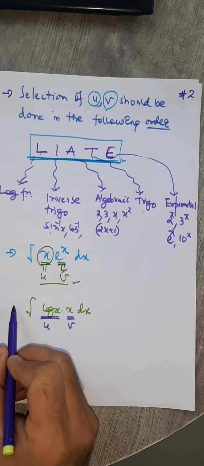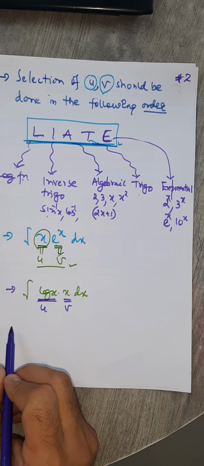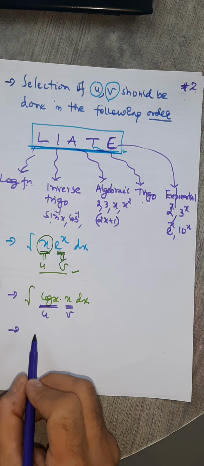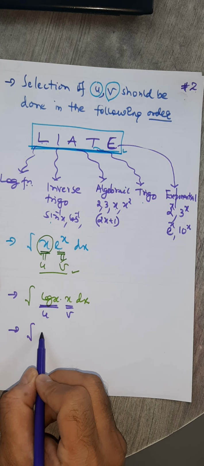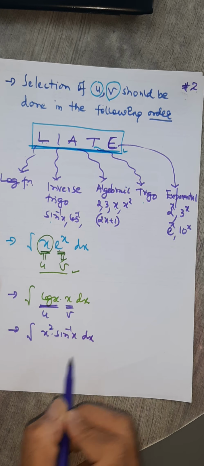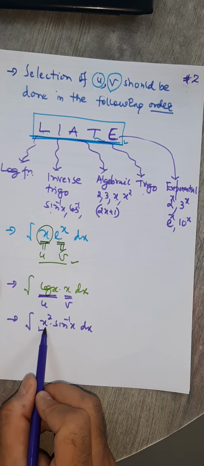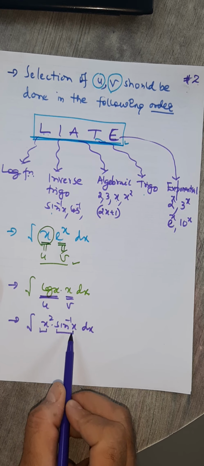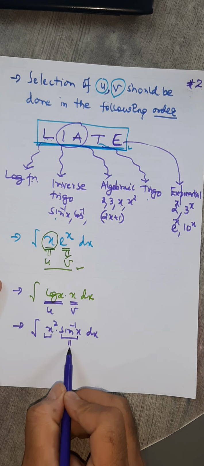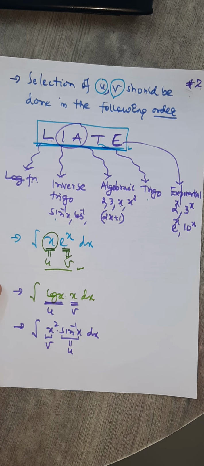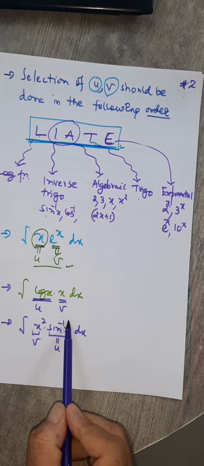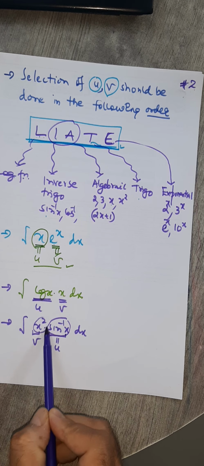If you do it the other way around, sometimes it cannot be integrated. In some questions it may work, but this is a very standard, common technique, remember. Suppose I have this one, x squared into sine inverse x. This is a combination of which two functions? Algebraic and inverse. Now in this order, which occurs first? Inverse occurs first. So sine inverse should be taken as u and this should be taken as v.